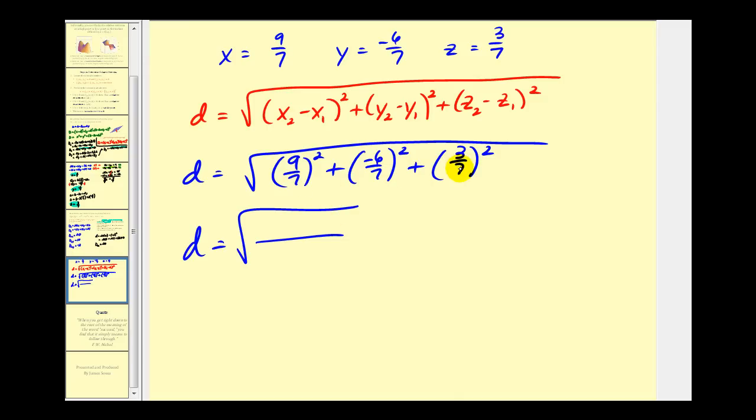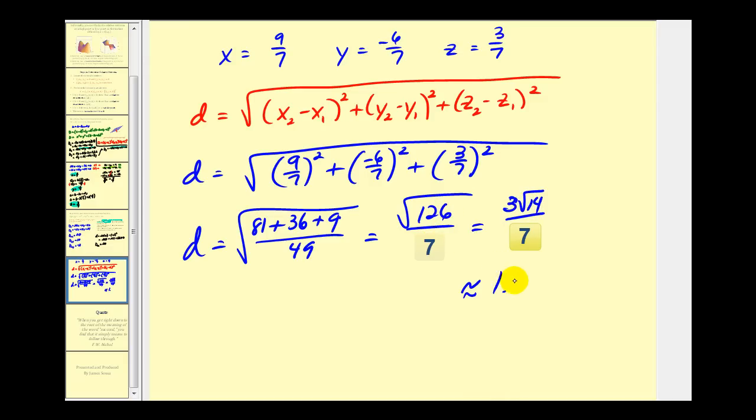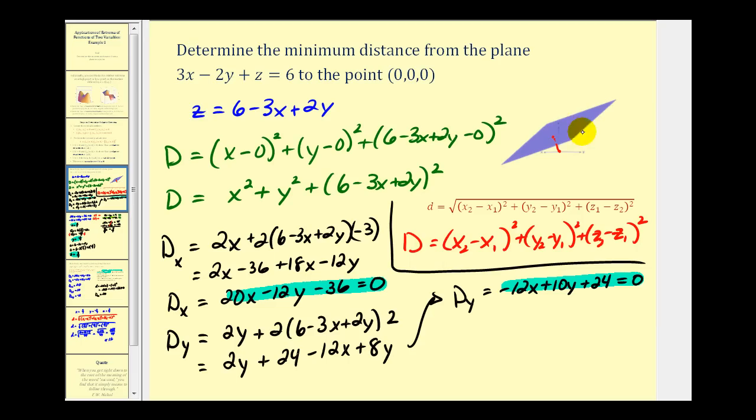We can see our denominators are all going to be 49. Our numerators are going to be 81 plus 36 plus 9. It's going to be equal to the square root of 126 over 7. 126 simplifies to 3 square root 14. This is approximately 1.6. So this would be the minimum distance between the origin and the plane as we see here.